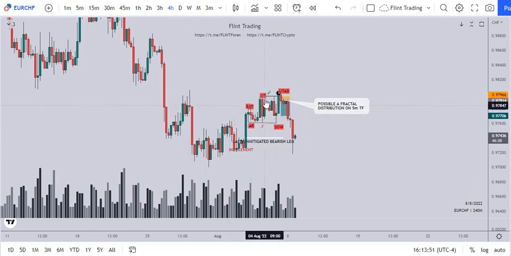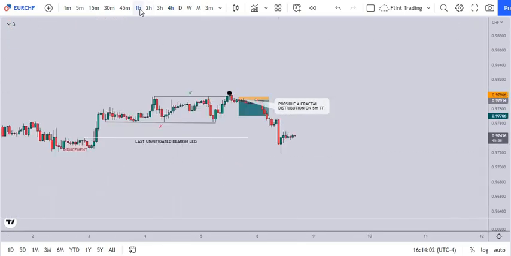So I was expecting price to, it was right there, again consolidating, and I was thinking that maybe this accumulation has turned out to be a redistribution, a distribution. So I was expecting price to sell off right there.